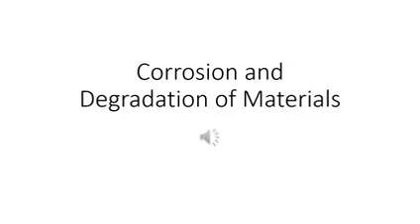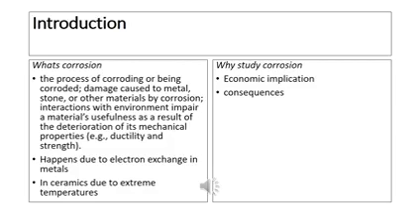We are doing our last topic, corrosion and degradation of materials. So in the introduction, we'll cover what corrosion is. Corrosion is the corroding of materials due to their interaction with the environment. And typically this affects our mechanical properties, your tensile strength, ductility, and even hardness. This happens as a result of electron exchange for metals, while for ceramics, which are a bit inert, this happens as a result of change in temperatures.